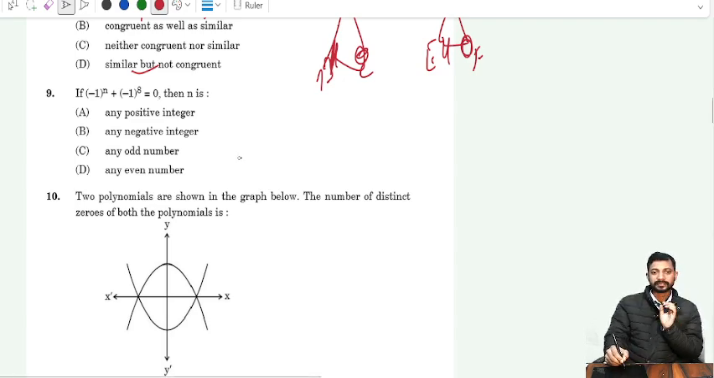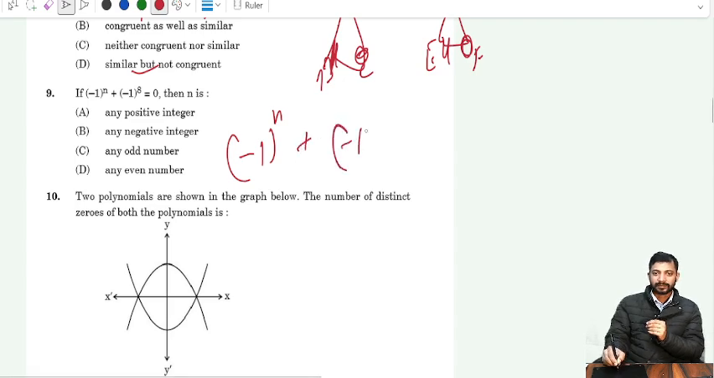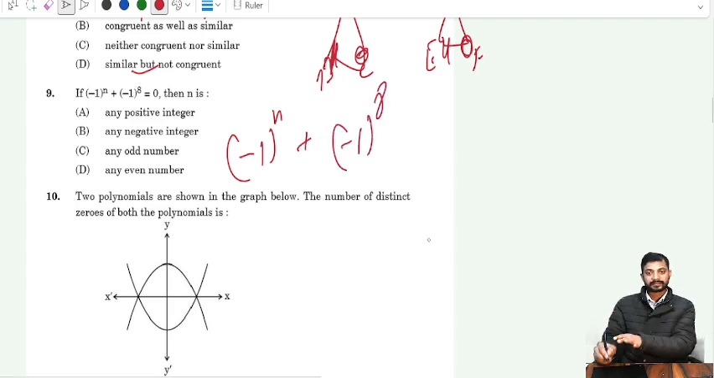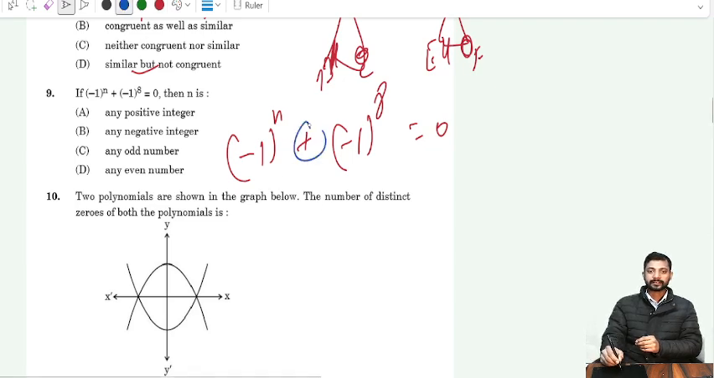How? Here you have given minus 1 to the power n. Here we don't know about n, but next is given minus 1 to the power 8 and saying that if you solve this, this gives you 0. So what does this mean? Here you have given a plus sign. Why? What does this mean?